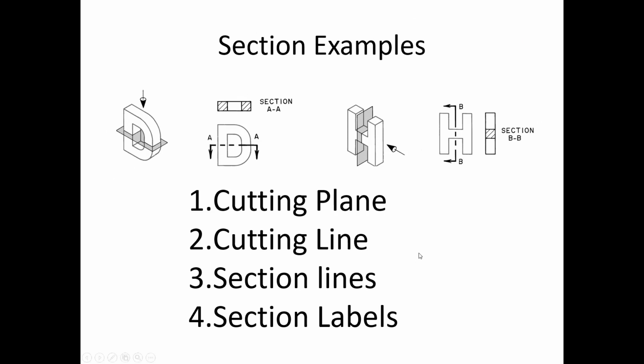We label the views, so both ends of the cutting line will have a label. We'll start with A, and then we'll label the view, section AA. So the cutting line is labeled AA, and the section view is labeled section AA. If you have two, then the next one's B, C, so on and so forth.